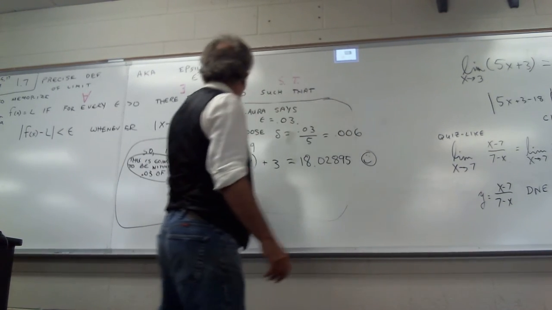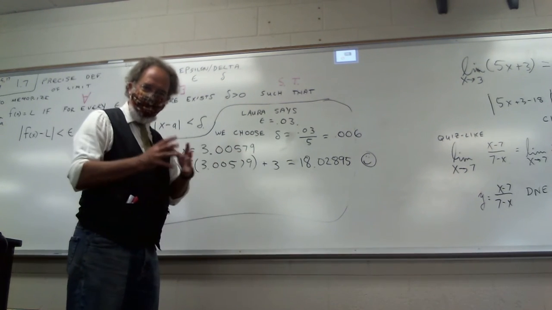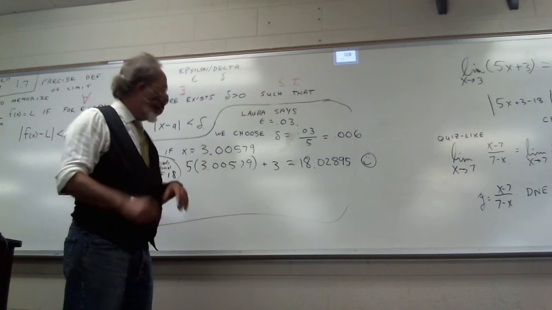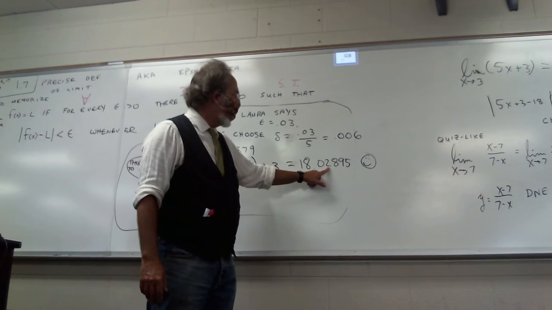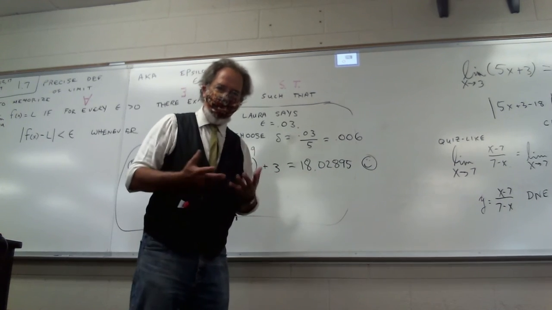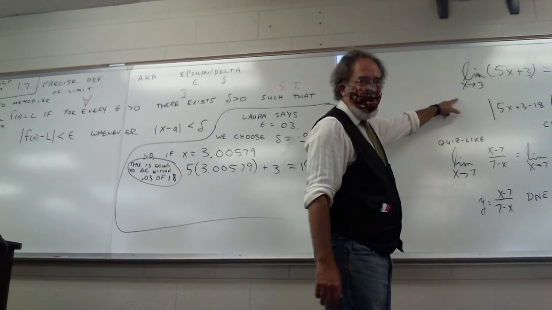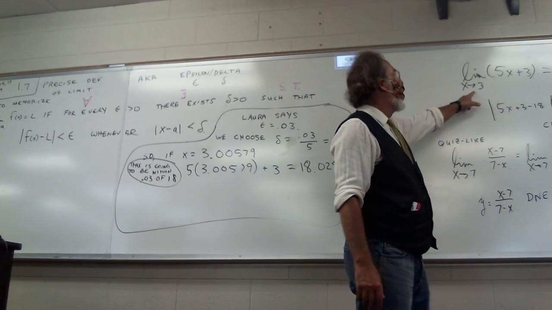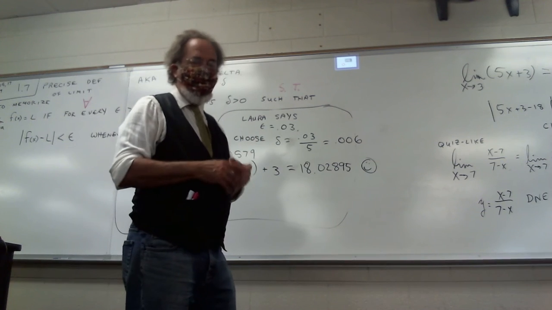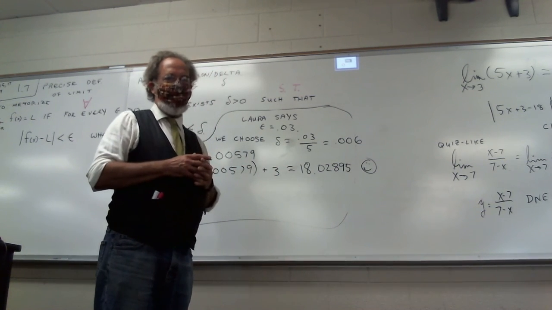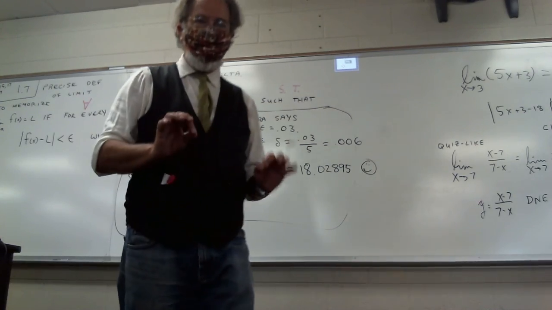So we went with 3.00579 to be within that much of 3. And we did the computation, and lo and behold, we came within 0.03 of 18, which is what's supposed to happen. So the meaning of this limit statement over here is as x gets close to 3, 5x plus 3 gets close to 18. And the closer x gets to 3, the closer 5x plus 3 gets to 18. So the limit must be 18. So put that all together, understand it, be able to do it.